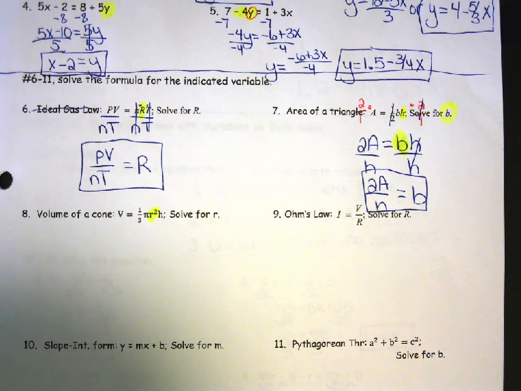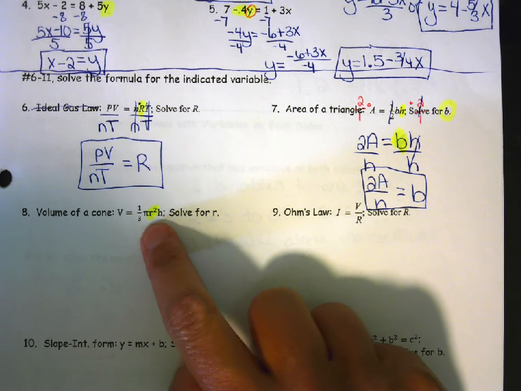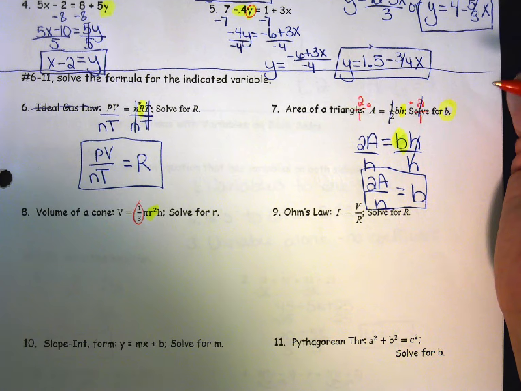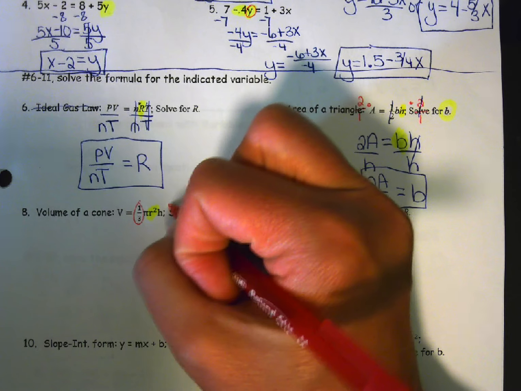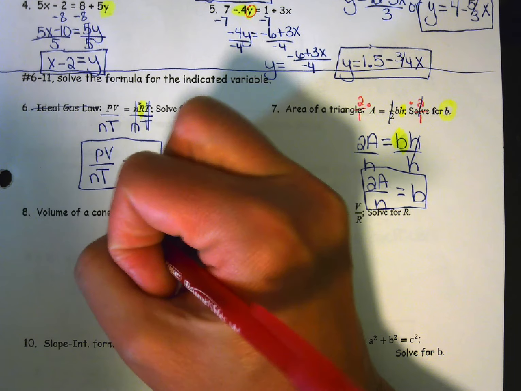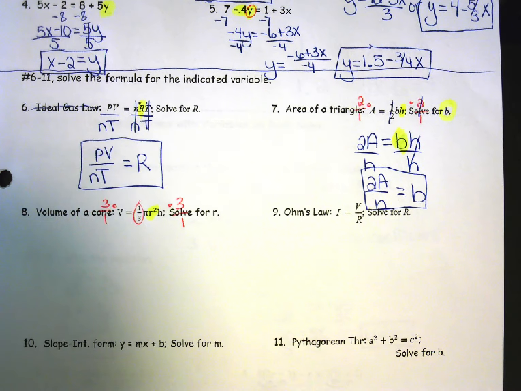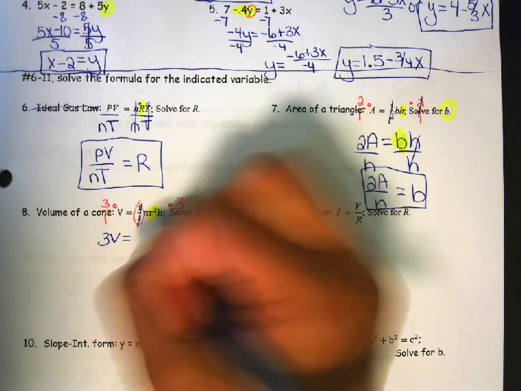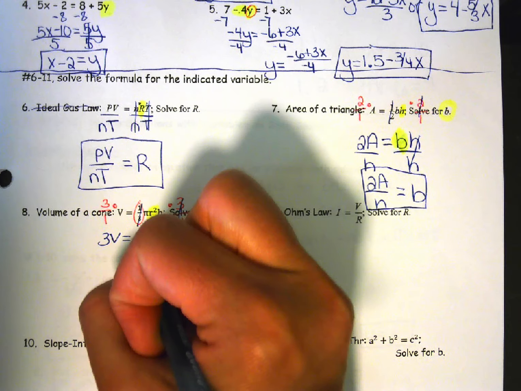Okay, I highlighted the correct letter this time. I'm solving it for R. I'm going to deal with this 1/3 first because I know many of you don't like fractions. So I'm going to use the reciprocal. So I'm going to times it by 3 over 1. So I'm going to have 3V, and so this is going to cancel, and so I'm left with pi r squared h.